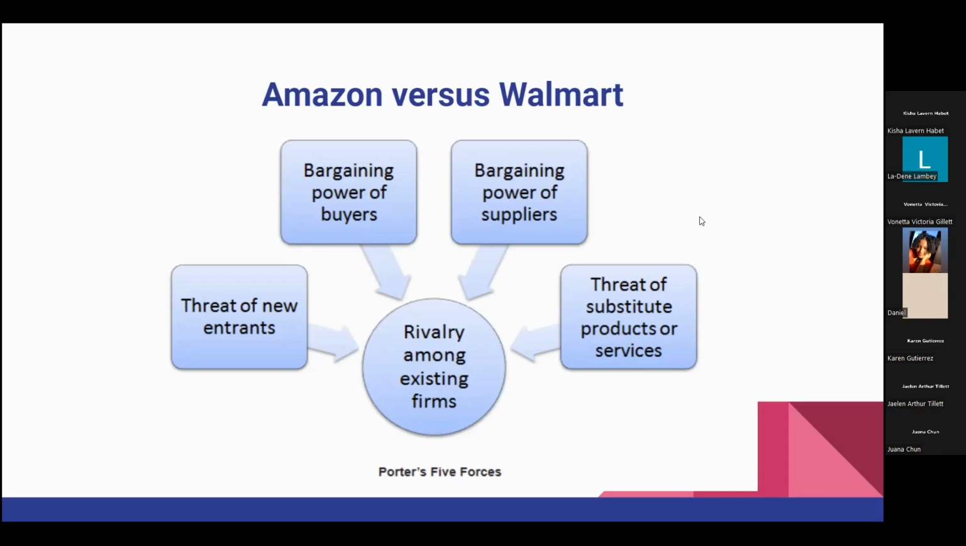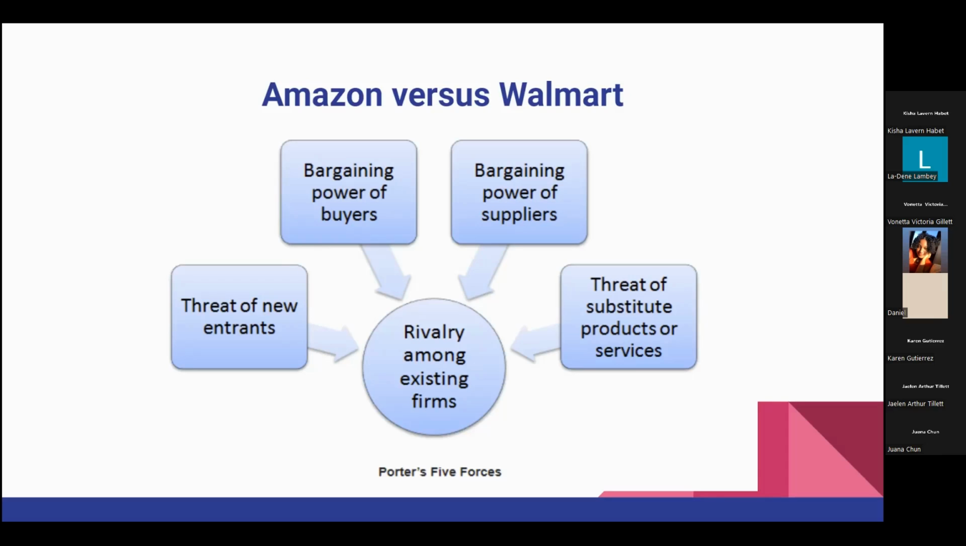As we all know, e-commerce is on the rise with the growth of technology and information systems. We can see a lot of new companies trying to enter the e-commerce business, so that is very, very high. The only difference in terms of the threat is that it would take a lot of time and resources, and it would be very costly to try to take on either of these two major brands.